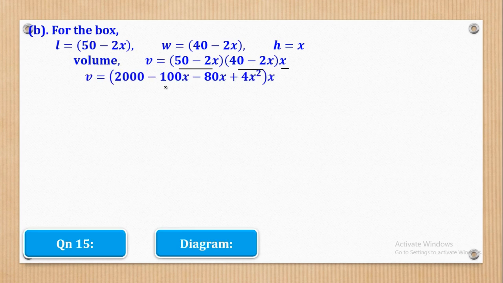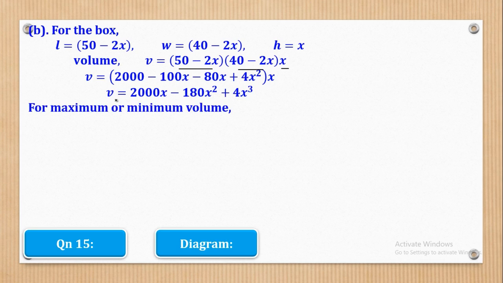Now when I expand that, I'll come up with this expression as my volume. So volume is equal to 2000x minus 180x squared plus 4x cubed. Now the condition for maximum or minimum volume is that the derivative of this volume must be equal to 0. So I'm going to differentiate this volume and equate it to 0. Differentiate 2000x, I'll come up with 2000. Differentiate 180x squared, I'll come up with 360x. Differentiate 4x cubed, I'll come up with 12x squared, equate it to 0.